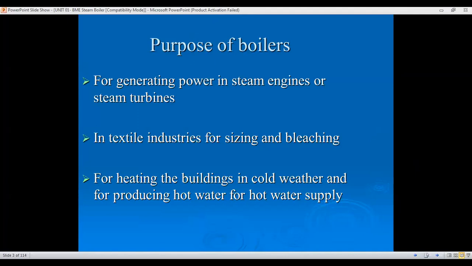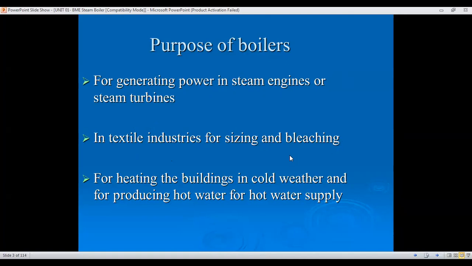Next, what is the purpose of the boiler? Or we can say, what is the use of the boiler? For generating power from a steam engine or steam turbine. Okay, and in the textile industry, for sizing and bleaching.